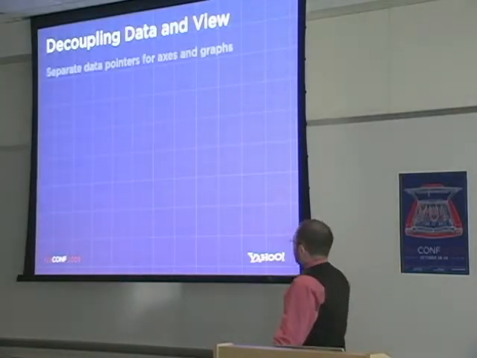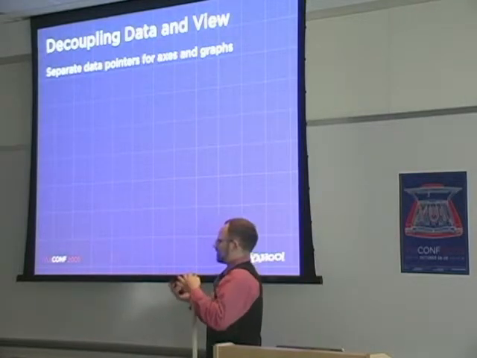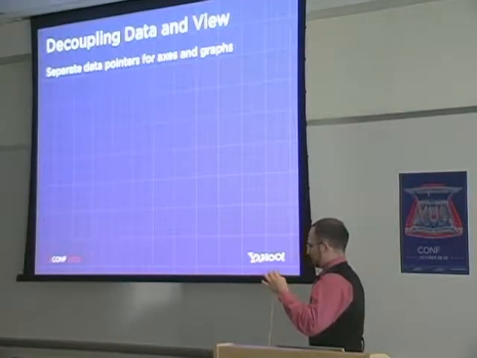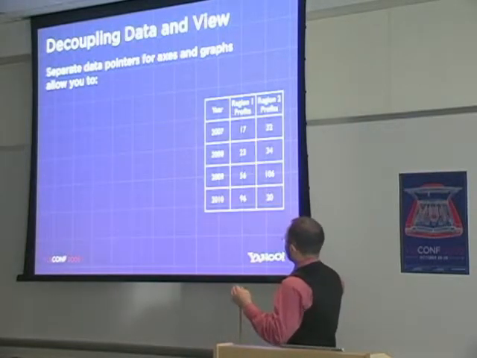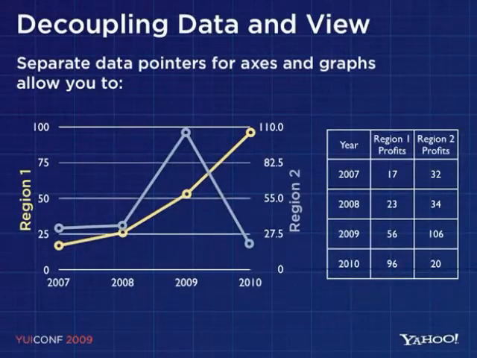Now, the key is that the axes and the graphs actually have separate pointers to data. And what that allows you to do is create graphs that have multiple axes, trivially easy. This is perhaps not the best example, but just to give you an idea, the blue graph is plotted against this axis, and the yellow graph is plotted against this axis. So there are actually now two axes on a graph. And this is a pretty frequent case, especially if it's two different sets of data, and they give you two different sets of information.